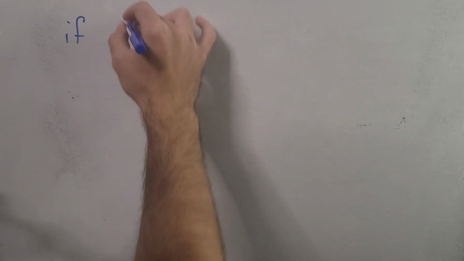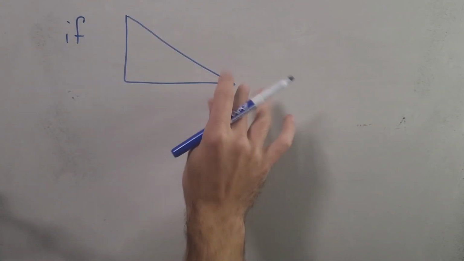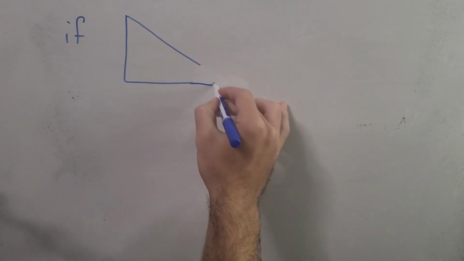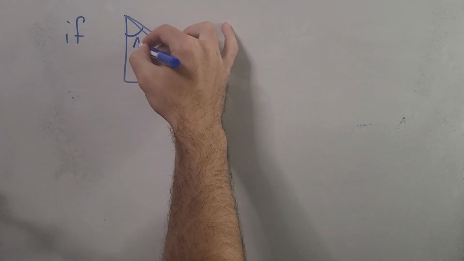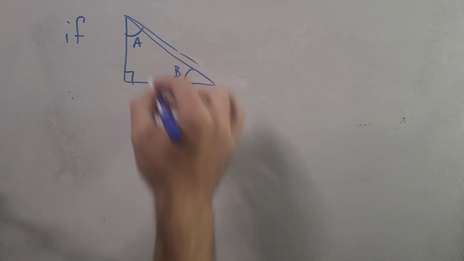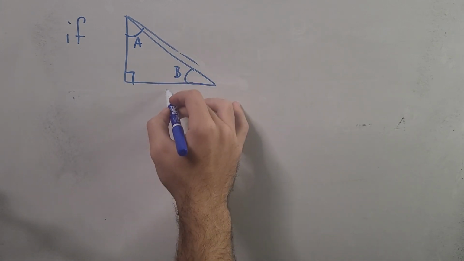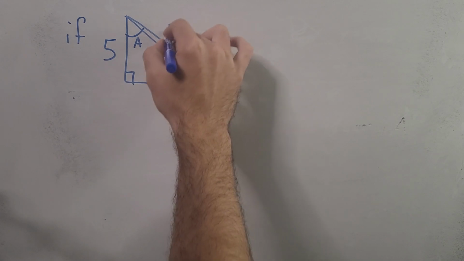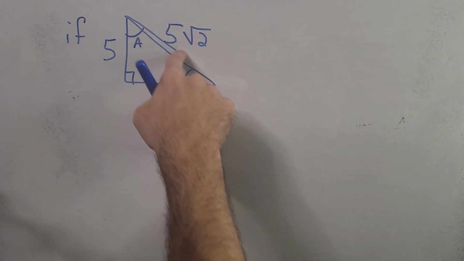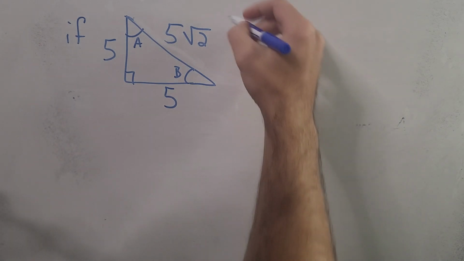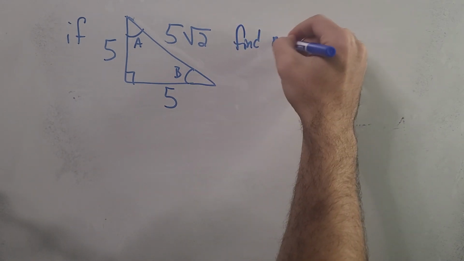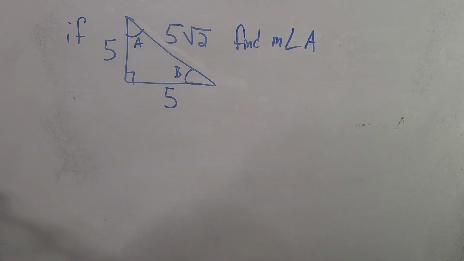All right, let's do one more for the 45s. Say they give us another diagram. Whoops, that does not look at all like a 45. There we go. Let's say they give the measurements as A and B for the angles, but they give us the length of every single side. All right, so 5 square roots of 2, and they say find the measurement of angle A.